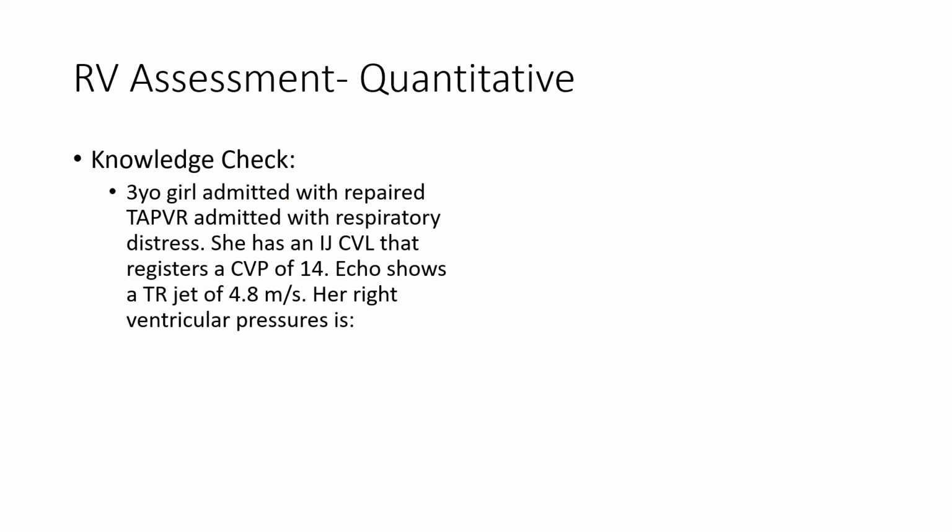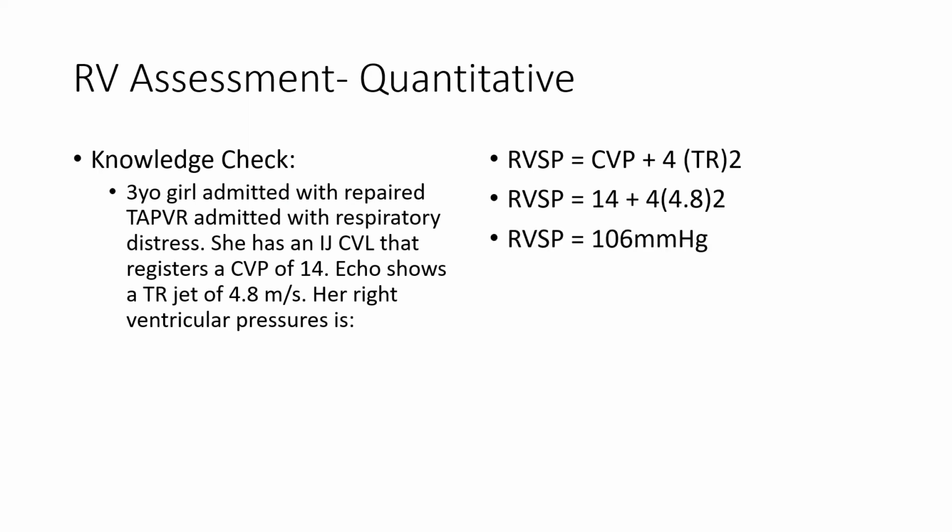So we're going to apply the formula that we just learned. A 3-year-old girl with a history of TAPVR comes in with respiratory distress. She already has an IJ, that's convenient. Her CVP is 14. We get an echo or a focused cardiac ultrasound that shows a TR jet of 4.8 meters per second. So there's the formula again. We would square that velocity, multiply it by 4, and then add the CVP to give us a likely suprasystemic right ventricular systolic pressure.